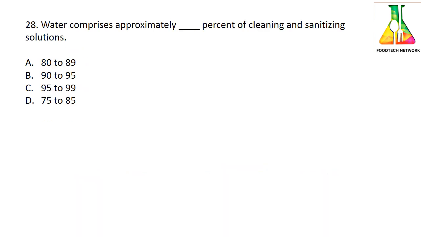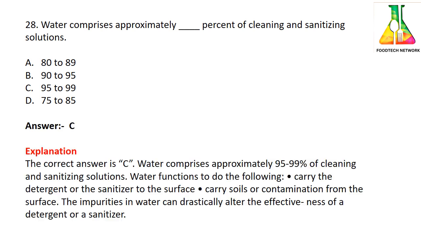Question number 28. Water comprises approximately dash percentage of the cleaning and sanitizing solution. Option A, 80 to 89. Option B, 90 to 95. Option C, 95 to 99. And option D, 75 to 85. Option C, that is 95 to 99.